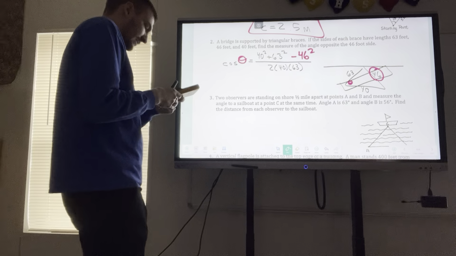Enter. I got theta is equal to 46.75, and we'll make that 0.8 degrees. Interesting, right? A side of 46 and an angle of 46. How interesting.